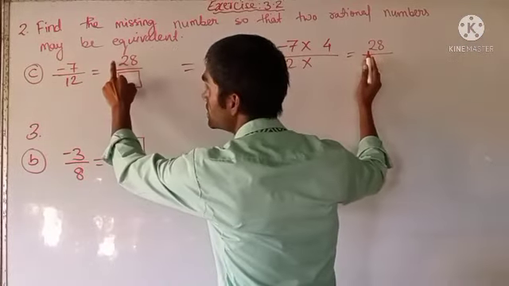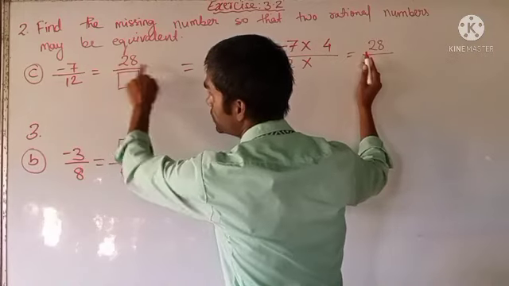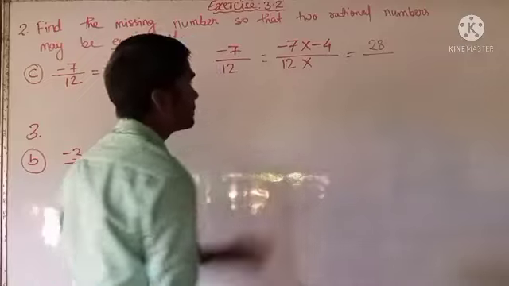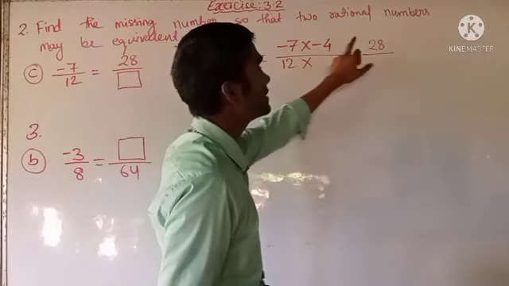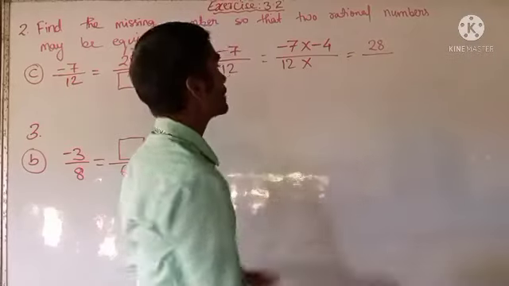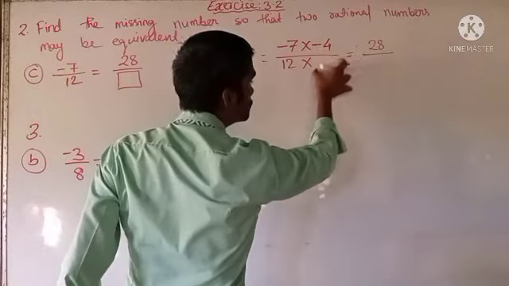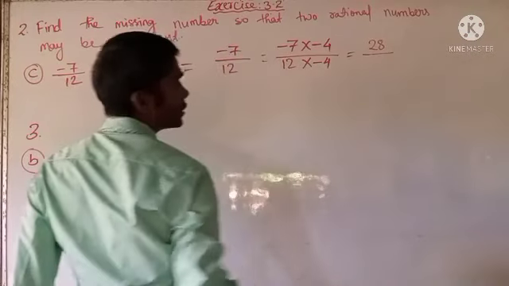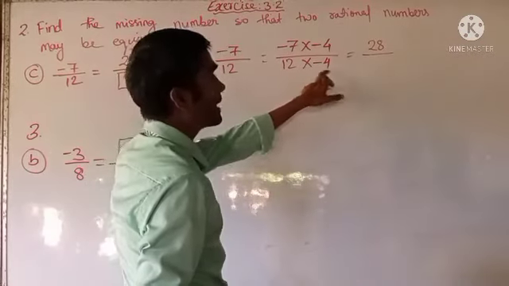But in the answer it is given only plus, that is plus 28. So what we will do, we will put one minus sign here also. That means minus into minus changes into plus, and 7 into 4 is 28. That same minus 4 we are going to multiply in the denominator also, that is minus 4. Now 12 into minus 4.